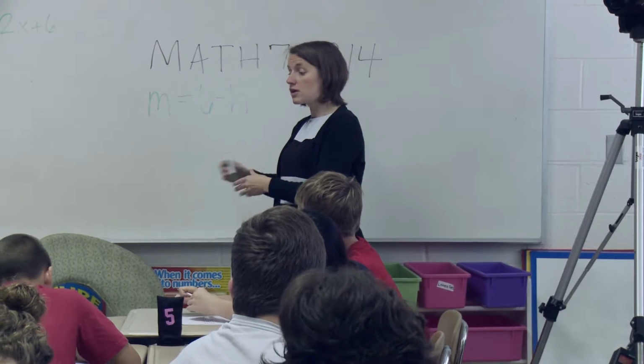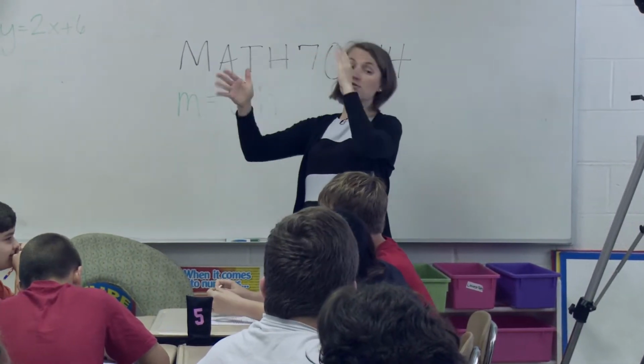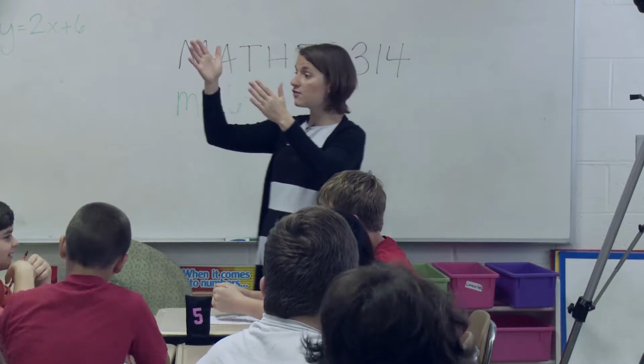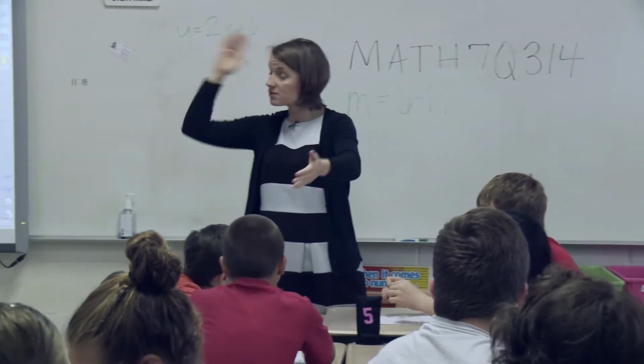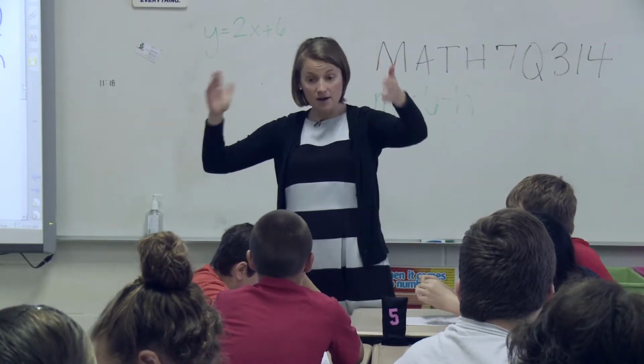So guys, running simultaneously, we have 2 different equations, right? We have 2 different things that I'm talking about. I'm talking about the cost and I'm talking about the amount of items, right?